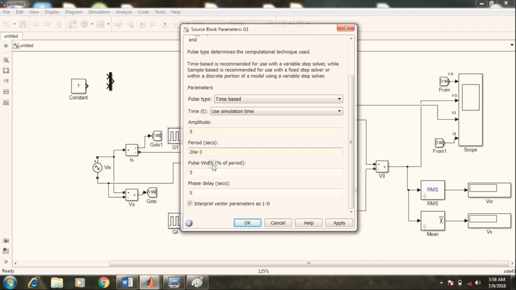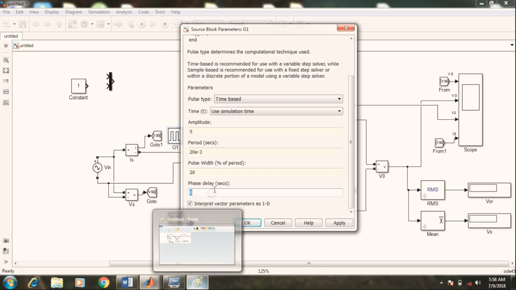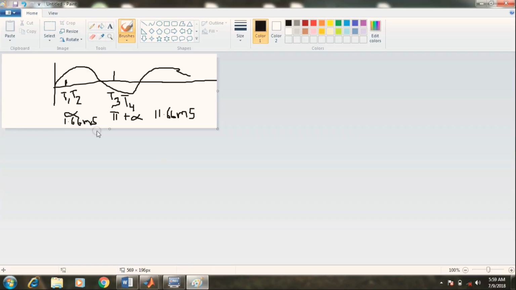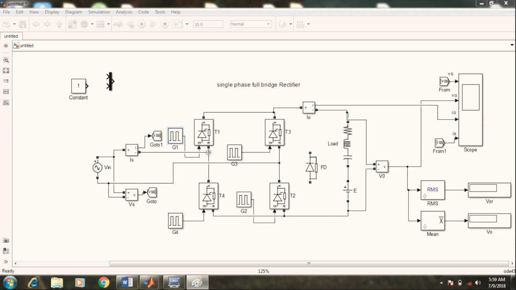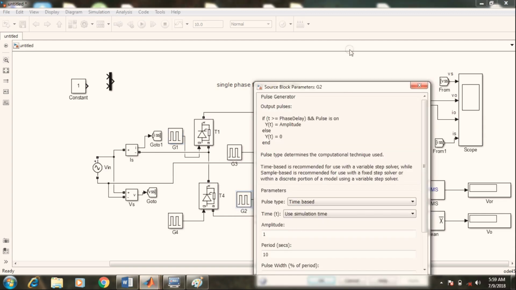Next, what is the pulse width? For the thyristor to get triggered, you must give the pulse width so that the load current is just greater than the latching current. So let it be some 20% by the time latching current comes, let us say. Next, phase delay that we have seen just now. As this is gate G1, for gate G1 it is 1.66 milliseconds, e minus 3. Apply. Okay.